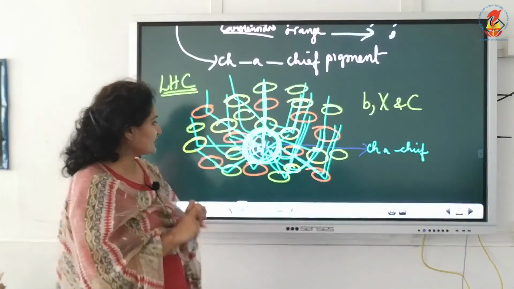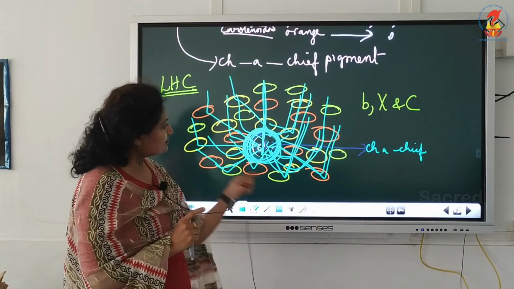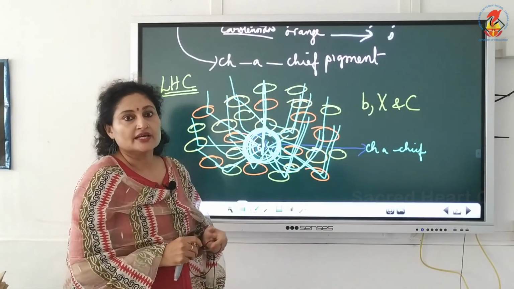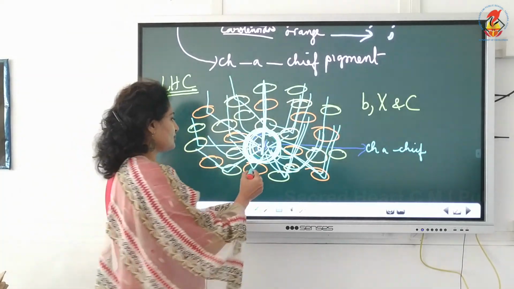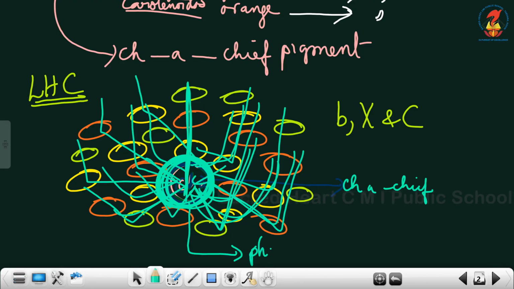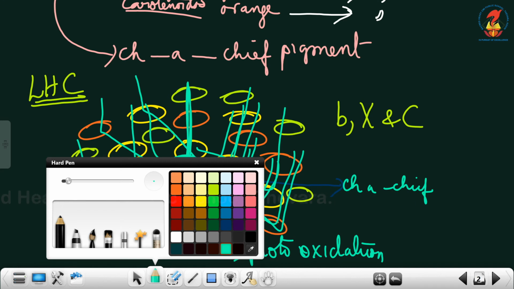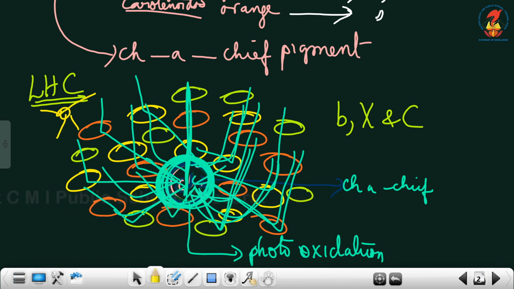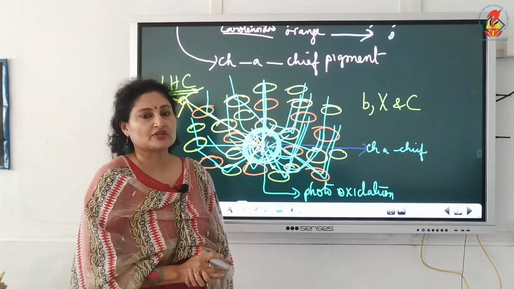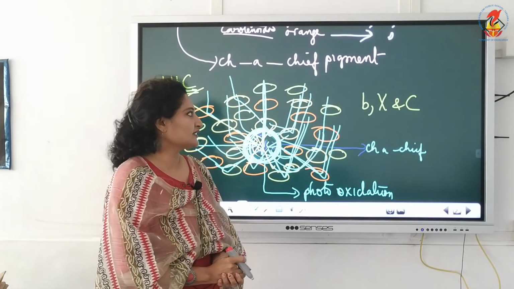Another important property of the other pigments in the vicinity is that they protect chlorophyll A from a process called photooxidation. Because of the other pigments in the vicinity, it is protected from destruction by the sun's light. The sun's light will cause photooxidation, will destroy this chlorophyll A, but because of the other pigments, like soldiers, it is being protected from photooxidation. Clear?